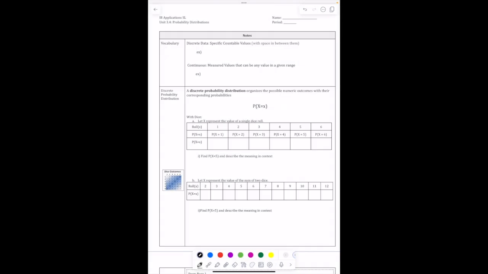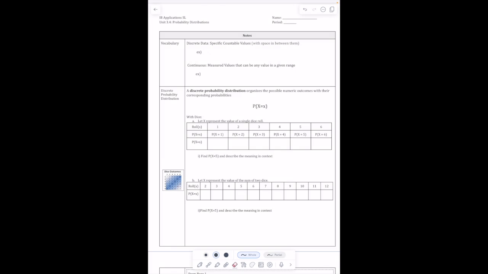All right, so we're going to be taking notes on probability distributions, which is something that we started a little bit last time, but we'll just formalize it a little more in notes. So first, just a few vocabulary words that will help us describe the type of probability distributions we're doing.